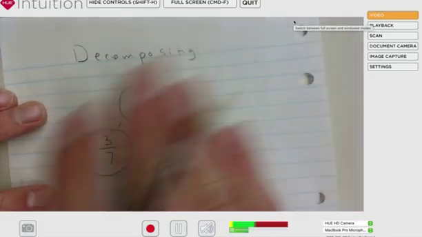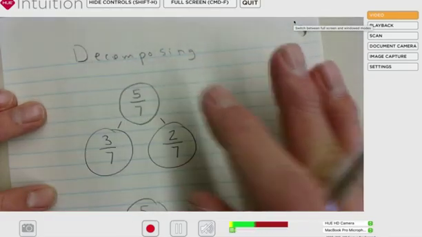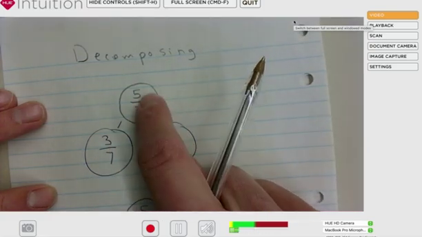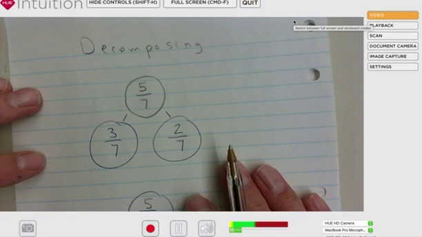We never add the bottom numbers. No, ma'am, no, sir. We never do that. So 3 plus 2 is 5. Now, there's other ways we can break it down, though. Is that the only way? What about 4 plus 1? 4/7 plus 1/7.